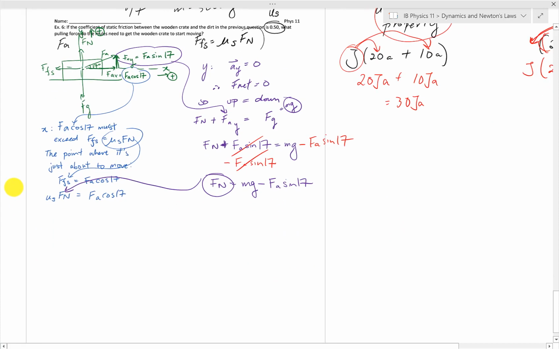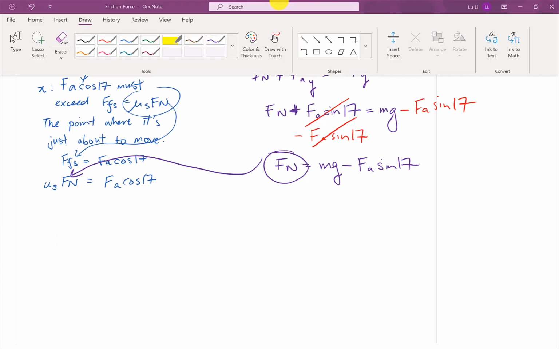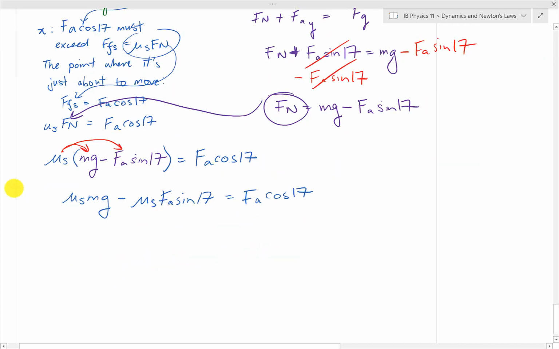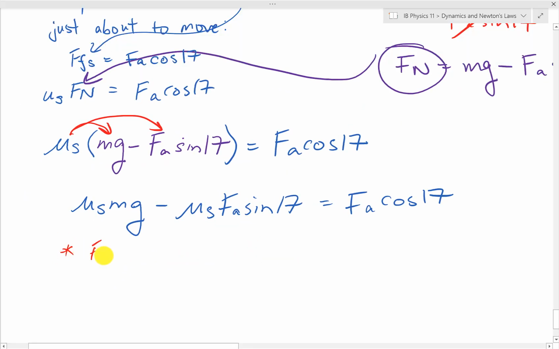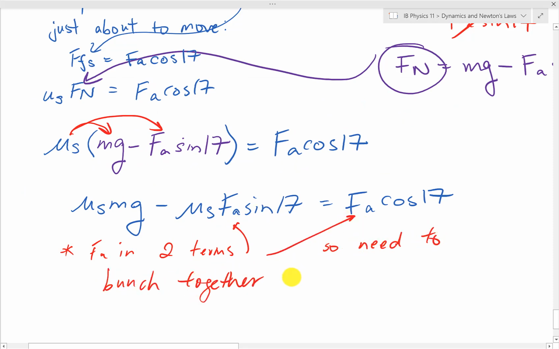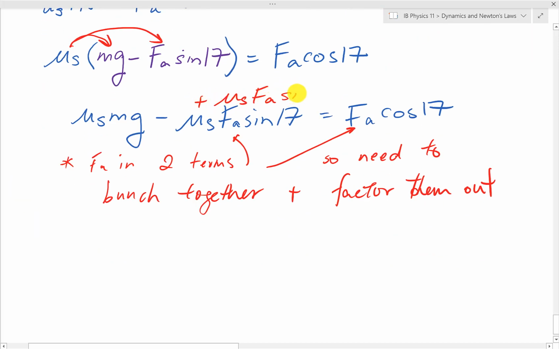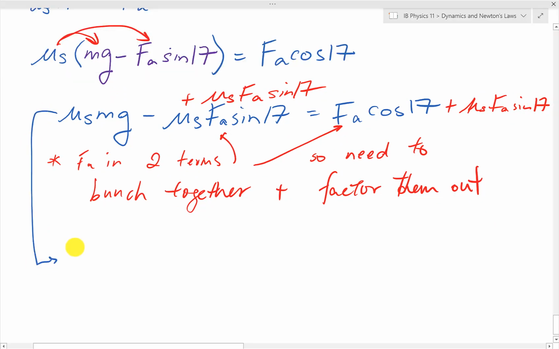So putting everything in, where Fn is mg minus Fa sine 17 in purple, we will need to distribute mu s into both those terms, giving us the following. Notice we have Fa in two of the terms, and to solve for Fa, we need to combine the terms first. So that means putting them on the same side of the equation. So doing that first, we get both the Fa's together, and then the next step is to factor them out from the two terms.